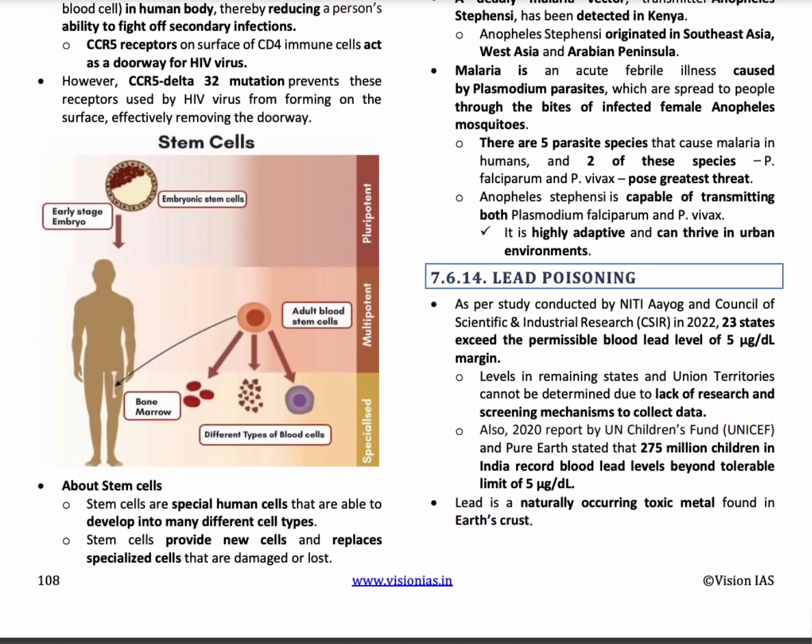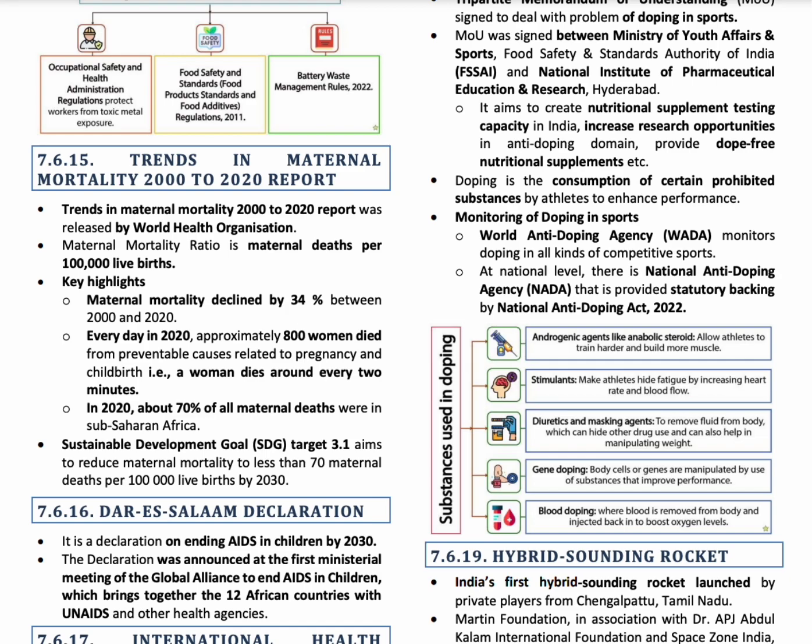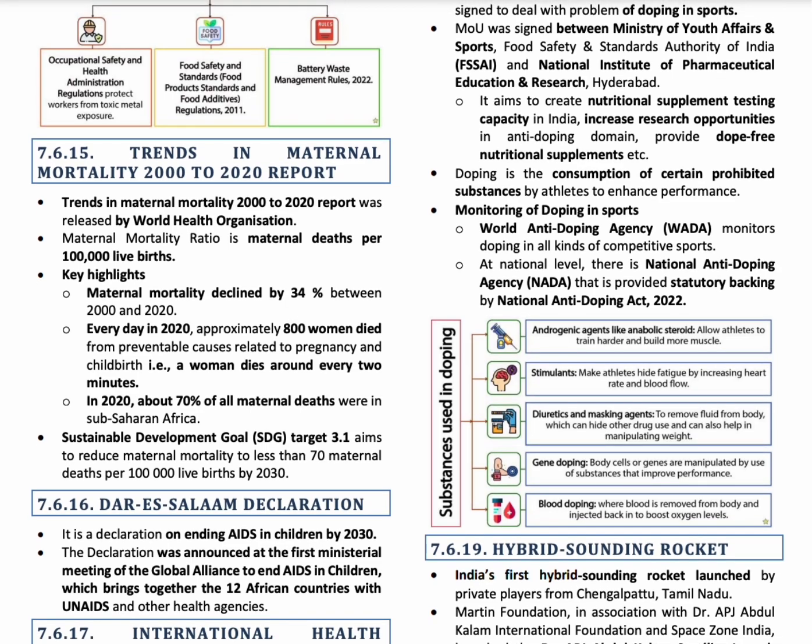The next topic is trends in maternal mortality 2000 to 2020 report. So this report is released by WHO. As per the report, every day in 2020, approximately 800 women died from preventable causes related to pregnancy and childbirth. In 2020, 70% of all maternal deaths were in sub-Saharan Africa.